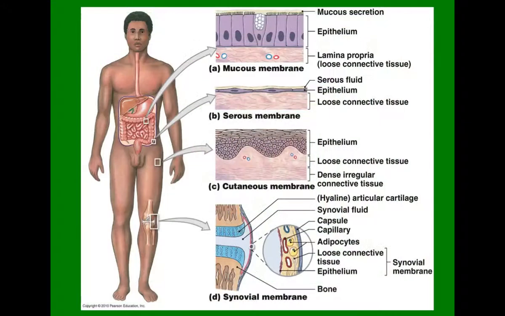So here on this diagram, you can see we've got the 4 different types of membranes: the mucous membrane, the serous membrane, cutaneous, and the synovial. And again, that's a really good diagram from your book.